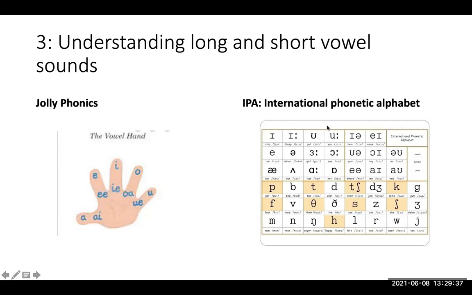IPA. Now agar hum IPA ko dekhe, to IPA ke andar we have got two boxes over here, and if we just focus on this area, we can see that we have got some vowel sounds with dots. The sounds with the dots are long, and without dots are short. So IPA is a bit different than this concept. So this time, we are going to focus on Jolly Phonics only, because in IPA we have got 20 vowel sounds, and it's another area of language learning and teaching. So we are going to ignore this one at the moment.